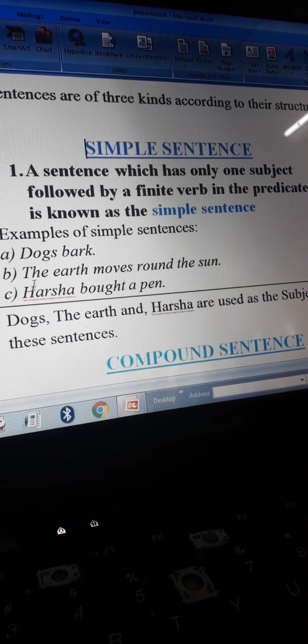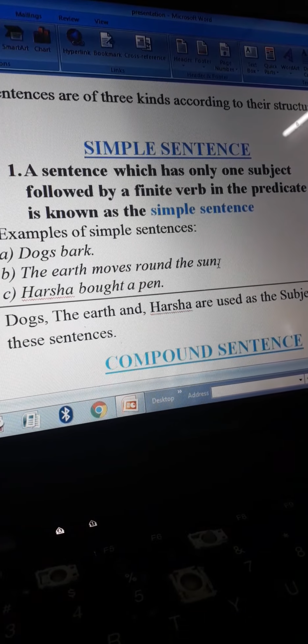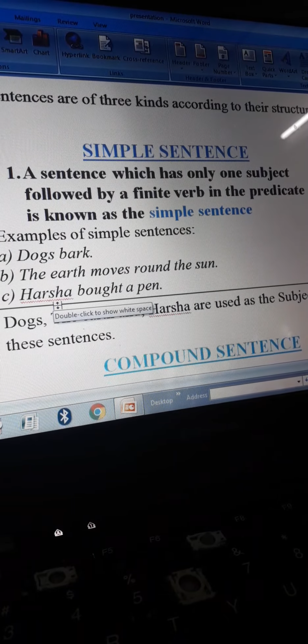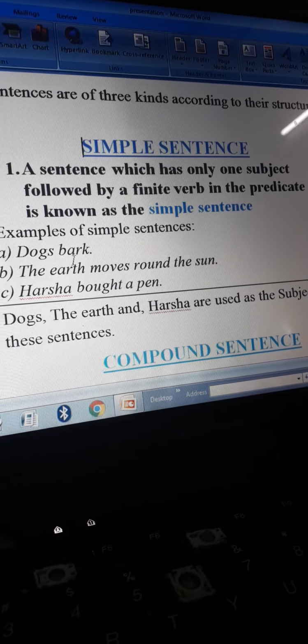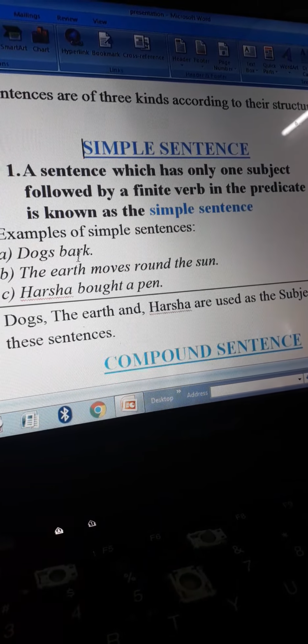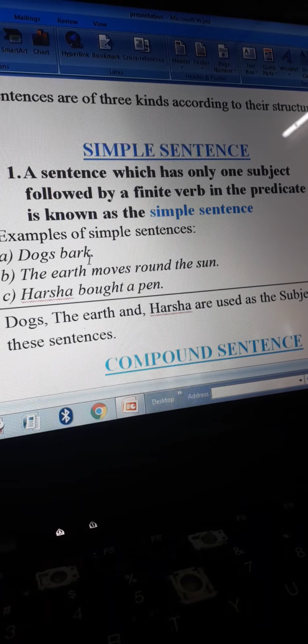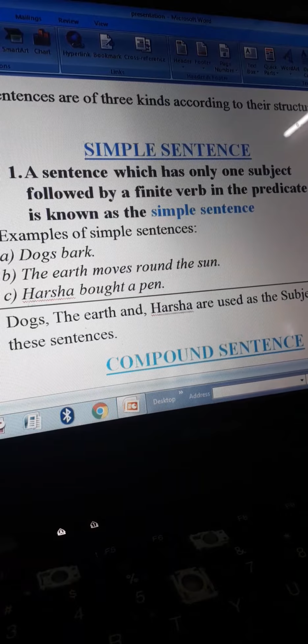Earth is a subject here. Moves round the sun is the predicate here. Harsha is a subject here and bought a pen is a predicate here. Now here the predicate consists of a verb, that is bark, moves, bought. So in these sentences we have only one subject and one verb. Dog is the subject in the first sentence. The earth is the subject in the second sentence. Harsha is the subject in the third sentence.